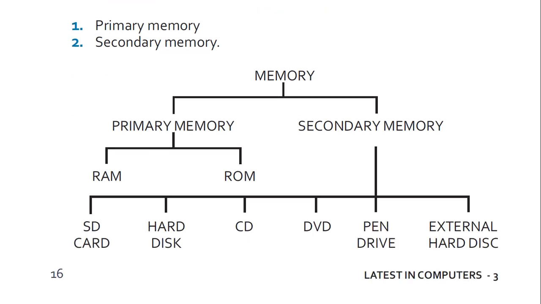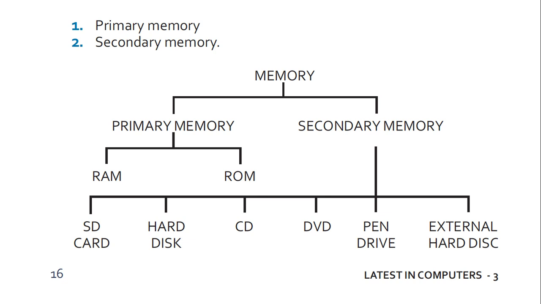Primary memory is classified into two types. First one is RAM. Second one is ROM. Next one is secondary memory. Secondary memory is classified into six types. First one is SD card, next hard disk, next one is CD, next one is DVD, pen drive, and external hard disk. These are the classification of secondary memory.